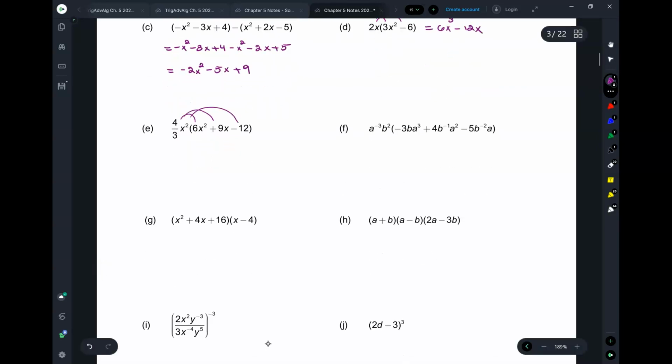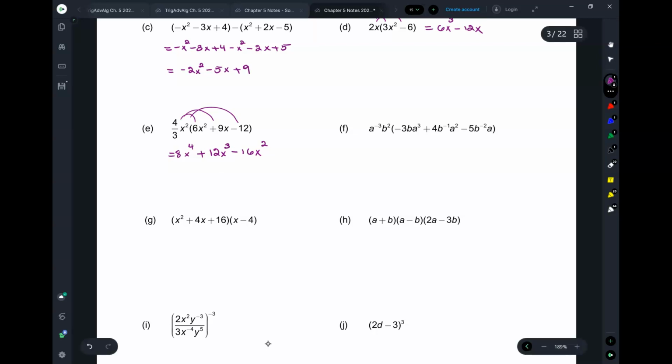Okay? All right. 4/3 times 6. What is that going to be? 8. X to the 4. Plus 4/3 times 9. So the 3's cancel. You have 3 times 4, 12. X cubed. Minus how much? 16x squared. Everybody agree? Okay.